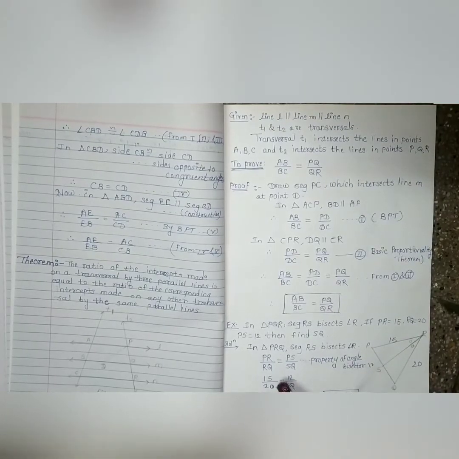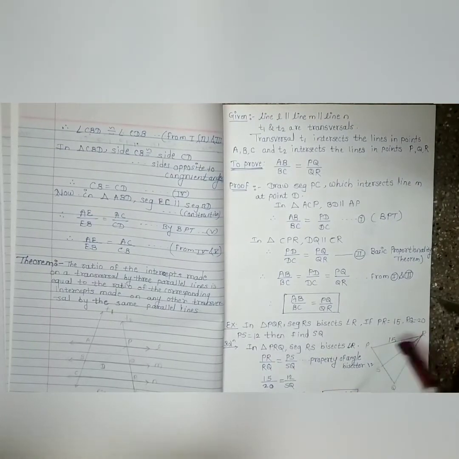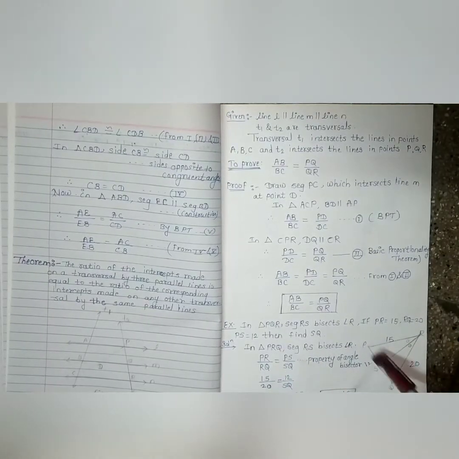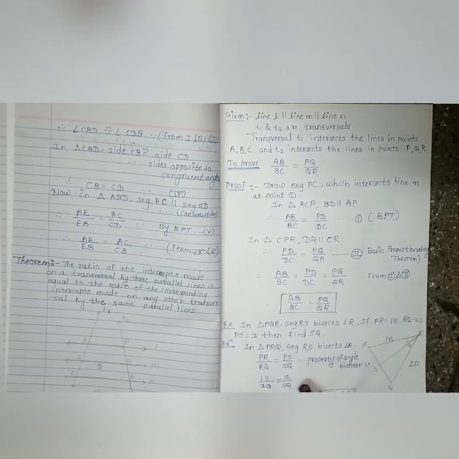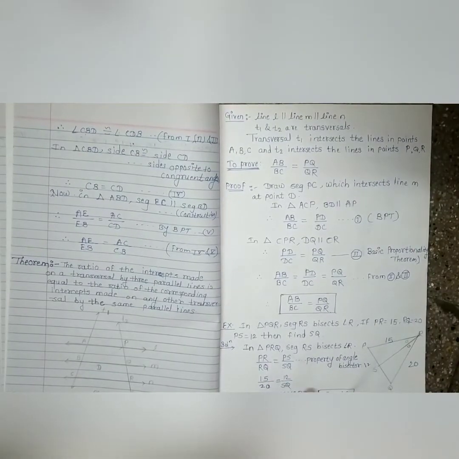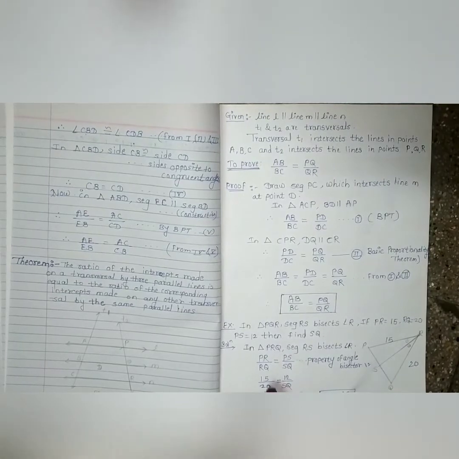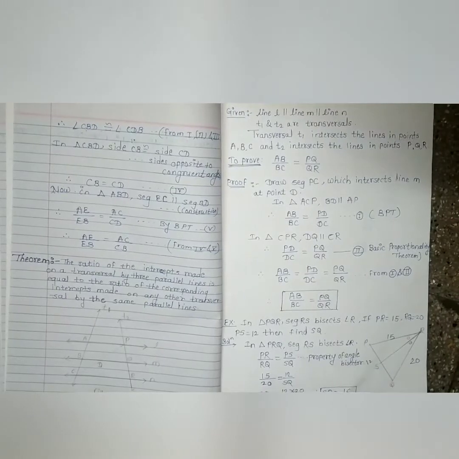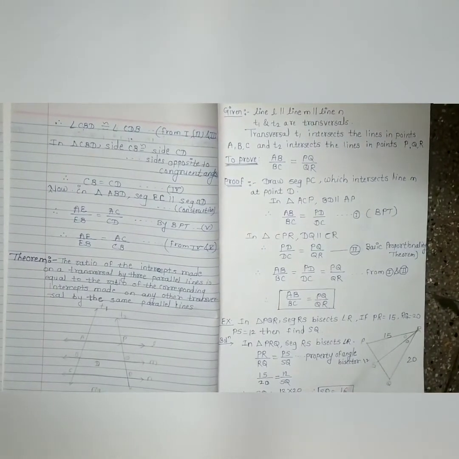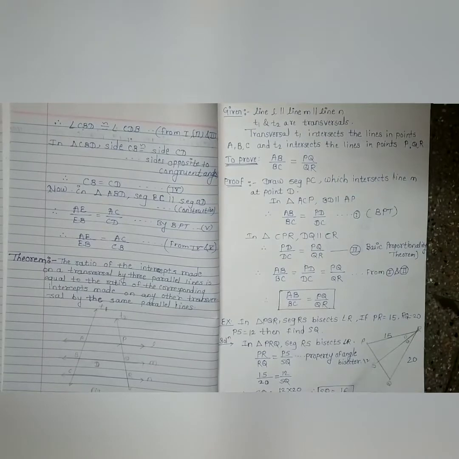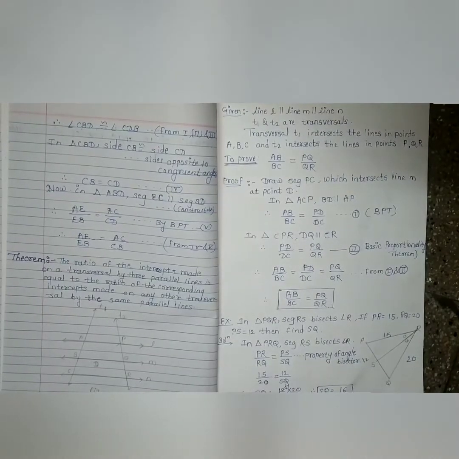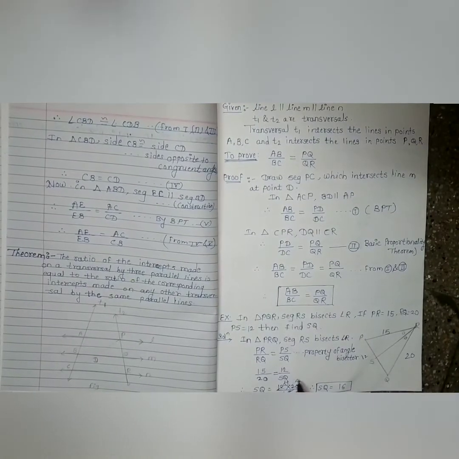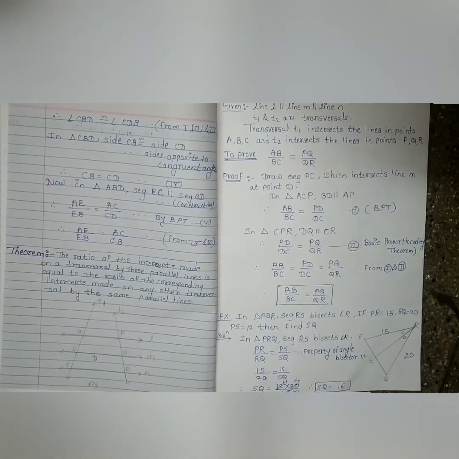Substituting values: the value of PR is 15 and the value of RQ is 20. The value of PS is 12, and to find SQ, write SQ as it is. Cross multiplication: SQ into 15 is equal to 20 into 12. Then divide 12 into 20 upon 15. Three 4s are 12 and three 5s are 15. Five 1s are 5, five 4s are 20 and 4 into 4 is 16. Therefore SQ is equal to 16. Thank you.